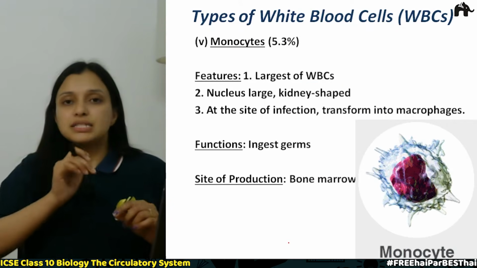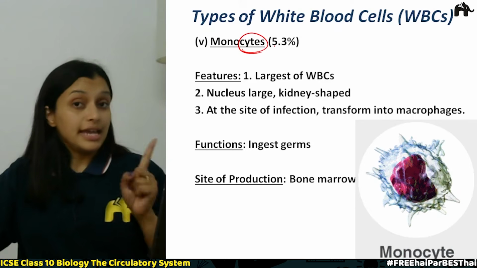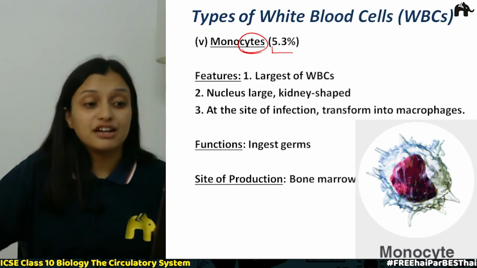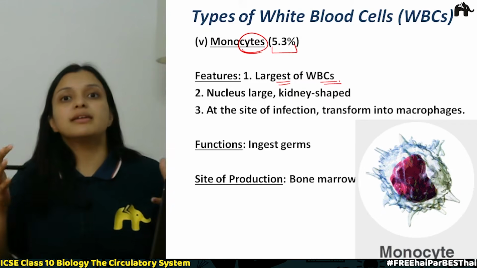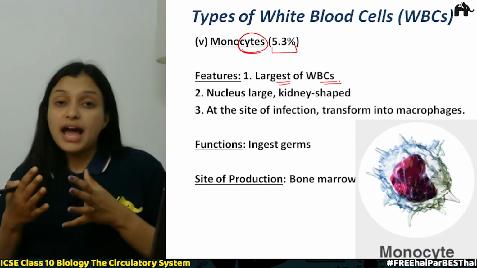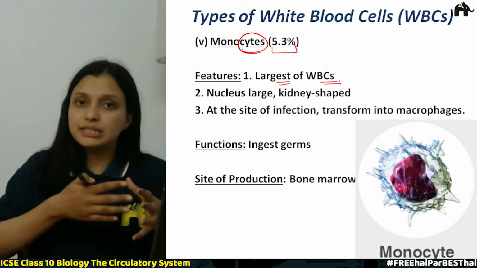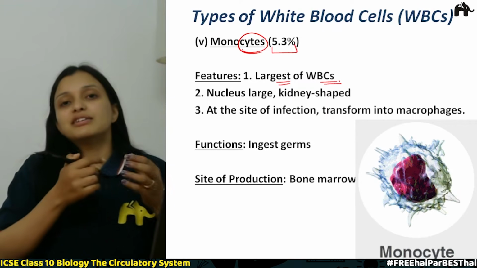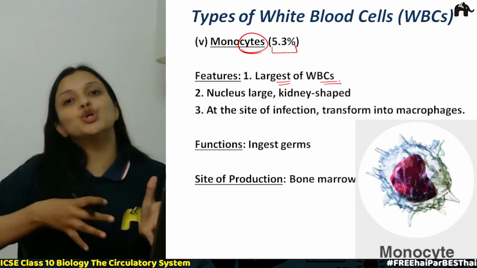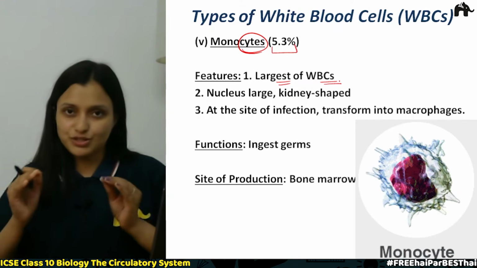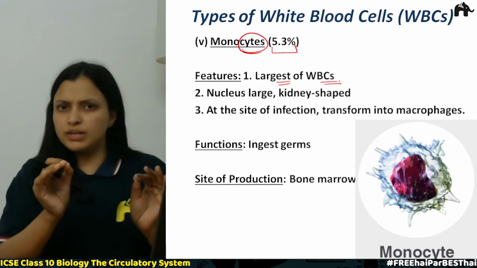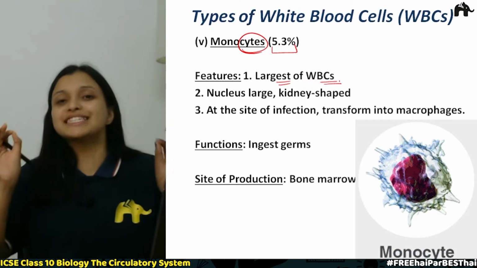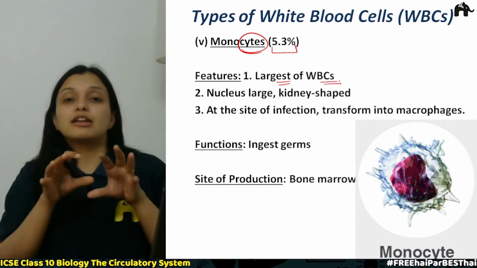Okay. Now the last one is monocytes. Again they are agranular, that is non-granular, and they are 5.3% in our blood. What are the features of these? They are the largest WBCs. So which are the largest? The largest are monocytes and the smallest are lymphocytes. Basically the largest and the smallest crown has been given to non-granular WBCs. Okay, so remember them, monocytes. Mono stands for single. They are the largest of all the WBCs, and the smallest ones are lymphocytes.